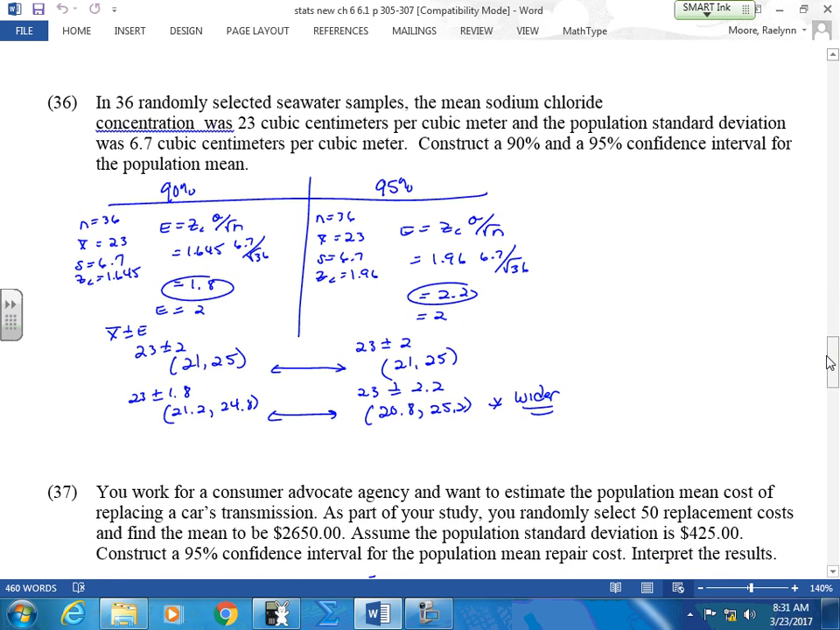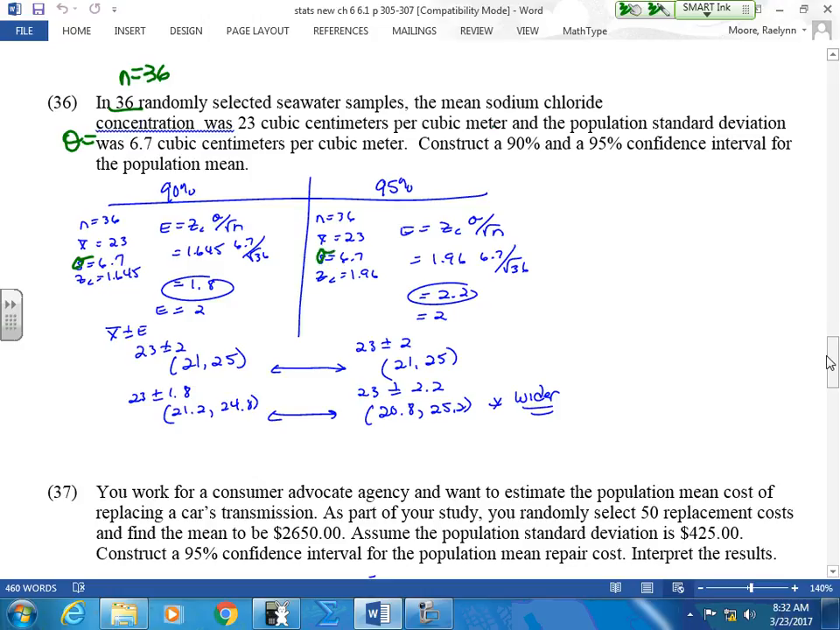36. And 36 randomly selected seawater samples, blah, blah, blah. Construct a 90 and a 95% interval. They have to give you your population standard deviation. They gave us our n. Pull out your information. N. This is your population standard deviation. I need to know that. And this should say population standard deviation. I don't know why I wrote S.